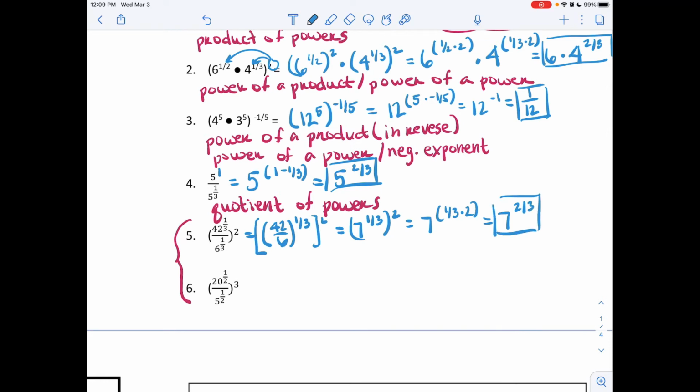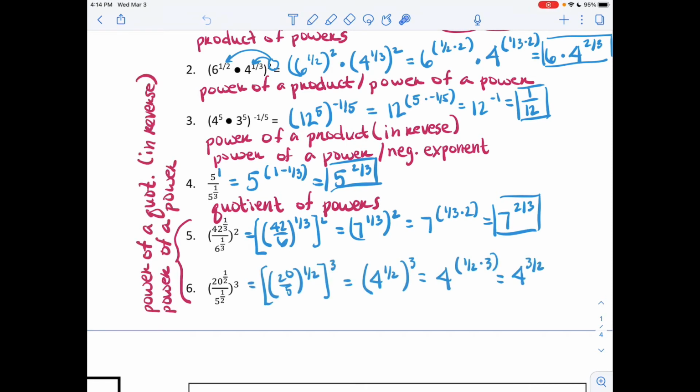Go ahead and try number 6 and then come back here and see how you did. All right, the first thing that I did is I went ahead and made a note. I said these as we went along, but I'm using the power of a quotient in reverse and the power of a power. That's what I used on number 5, and we're going to do the same thing on number 6.